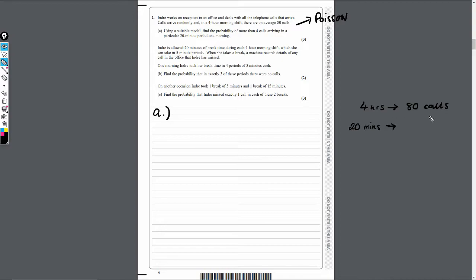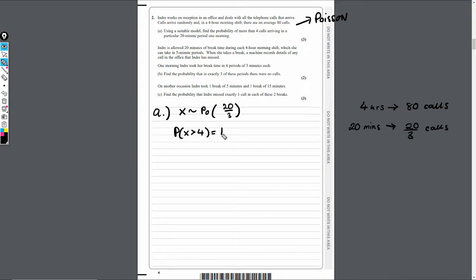How many calls will there be? Well, you can divide this by 4, so 80 divided by 4 would be 20, and then divide that by 3 to get your 20 minutes, so that'll be 20 over 3 calls. Okay, so we can model this as a Poisson distribution, so we say X is modeled by Po, and here our lambda value is going to be 20 over 3 for the 20 minutes. Now we just need to work out the probability that X is greater than 4, so more than 4 calls arriving.